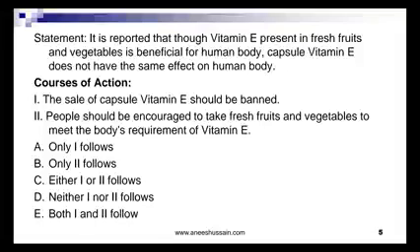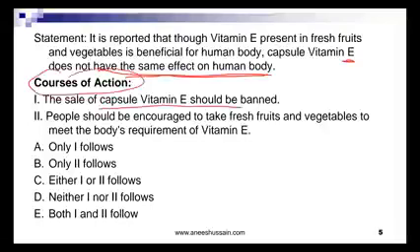It is reported that though vitamin E present in fresh foods and vegetables is beneficial for the human body, capsule vitamin E does not have the same effect on the human body. So it does not have the same effect, which means it is not as beneficial. So what is the course of action? Should the sale of capsule vitamin E be banned? This is too extreme, and obviously too strongly worded. This is not really a solution.